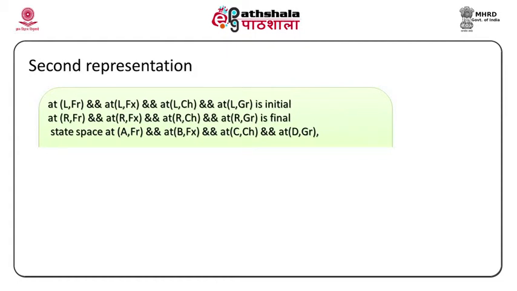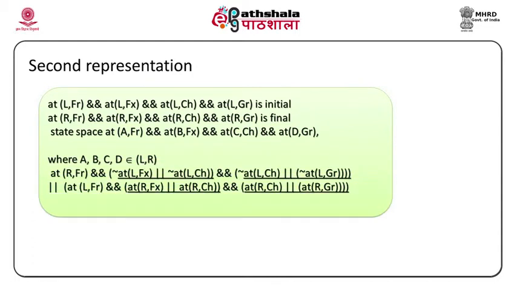Okay. But then there is some difference here. You can say that farmer is on A side, fox is on B side, chicken is on C side, and grain is on D. Where ABCD belongs to LR. Now you can see that part is also quite simple compared to the previous rule, this is more readable actually.